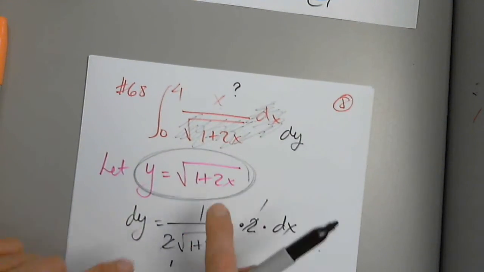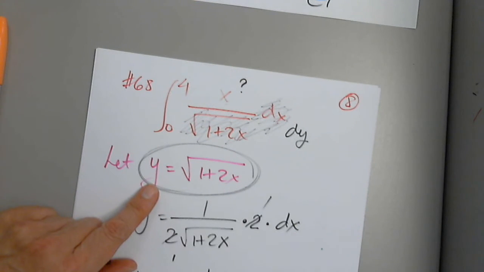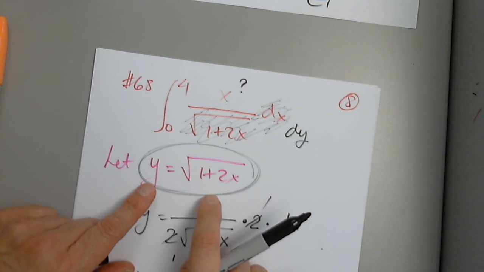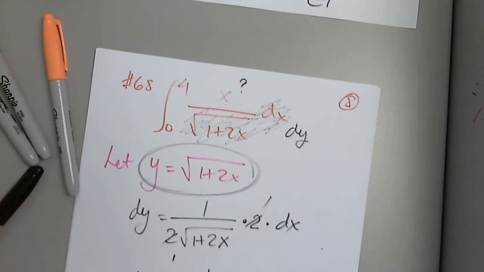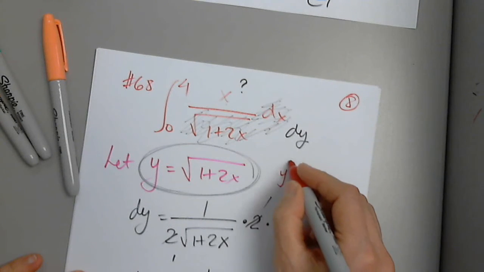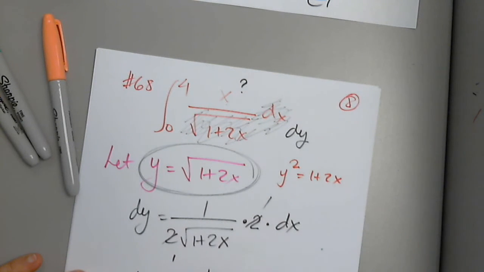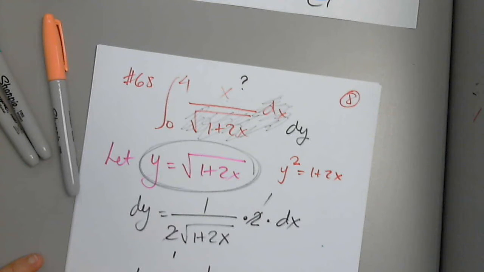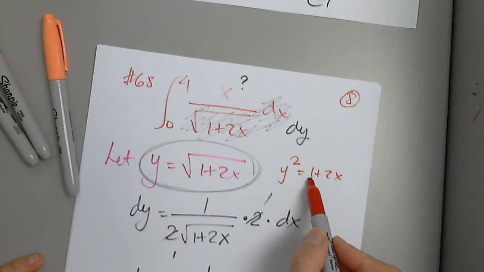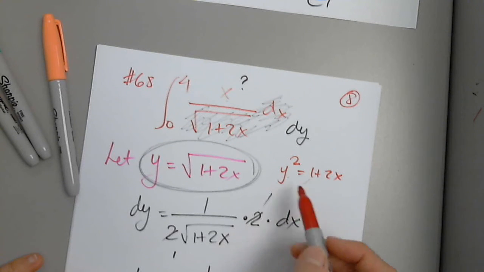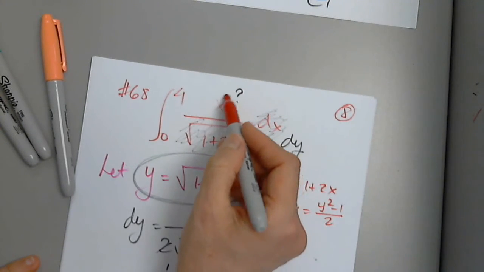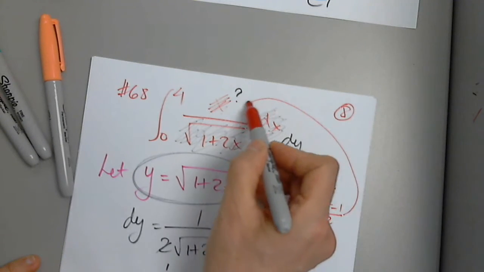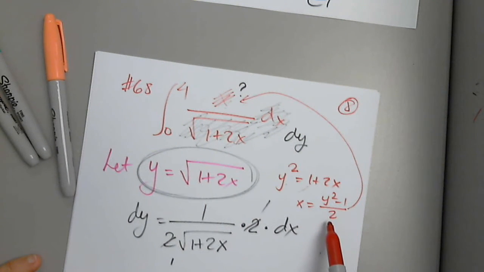So then, again, what type of equation is this? Yes, it's a radical equation. So how do I solve it? Square. Very good. So I have y squared equals 1 plus 2x. Then subtract 1 and divide by 2. So x equals y squared minus 1 over 2. So this x gets replaced by y squared minus 1 over 2.